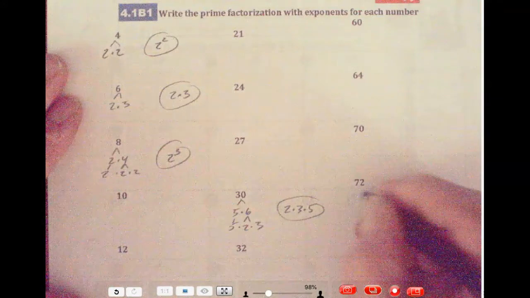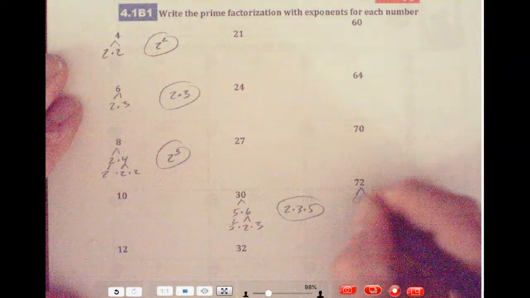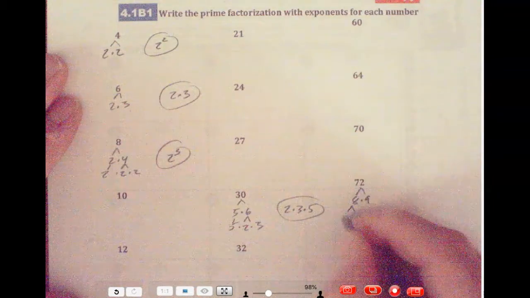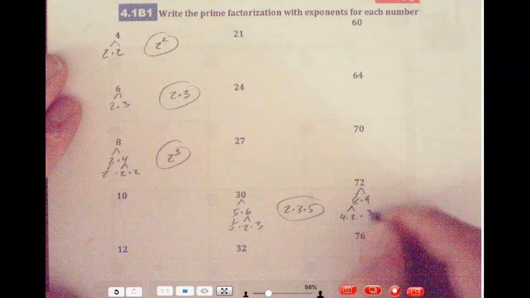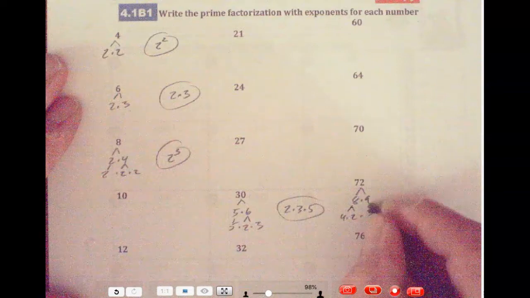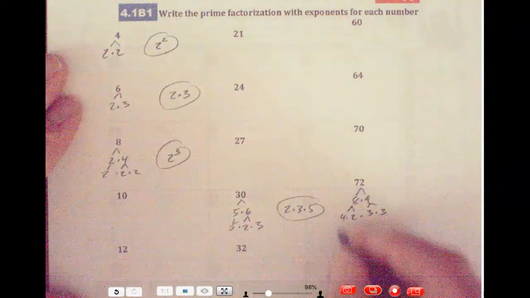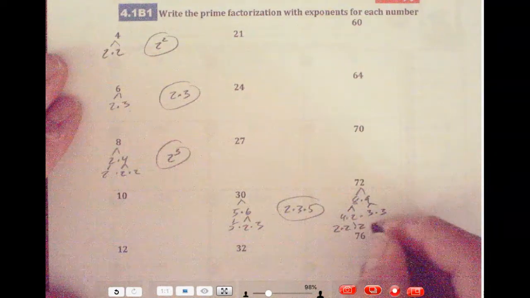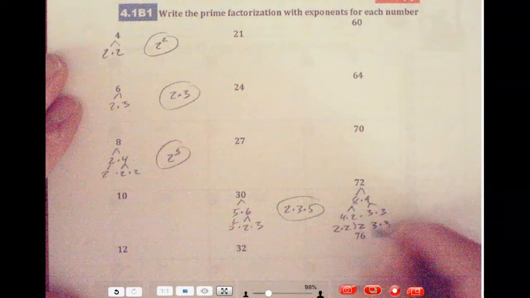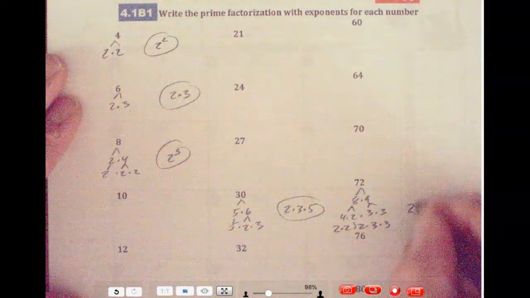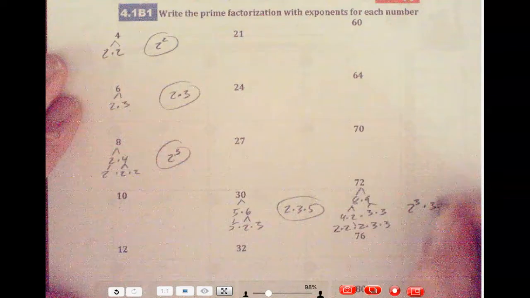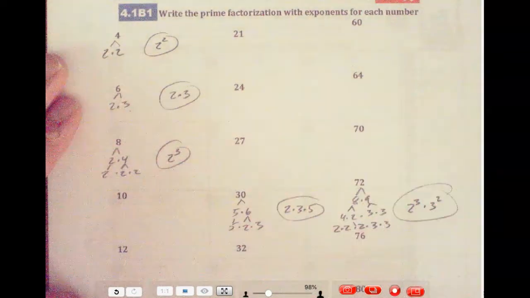Here's 72. 72 is 8 times 9. Break that down into 4 times 2 times 3 times 3. And I can break 4 down into 2 times 2. I still have another 2, and have 3 times 3. So I have 2 to the third, which happens to be 8, times 3 squared, which happens to be 9. There we go. All right.